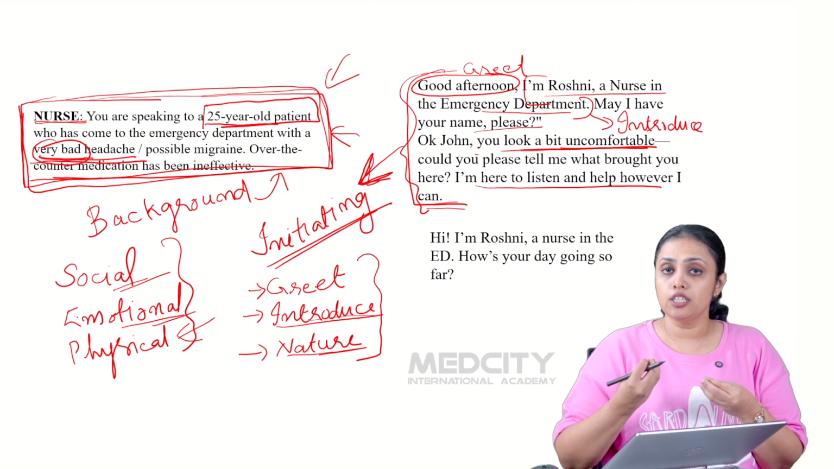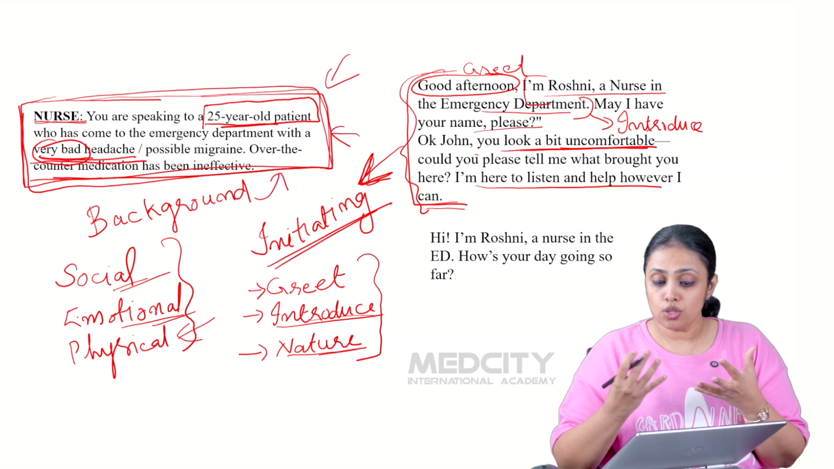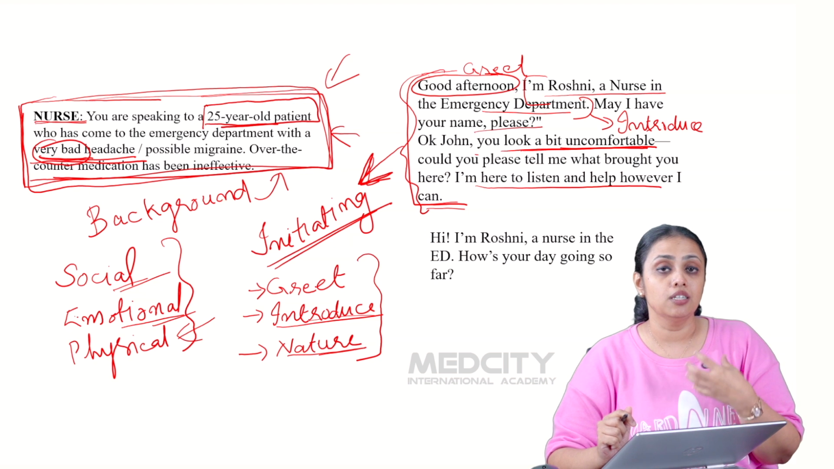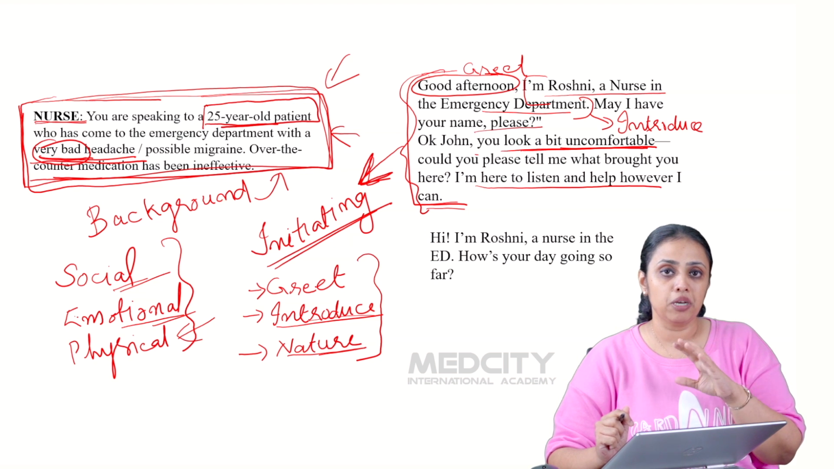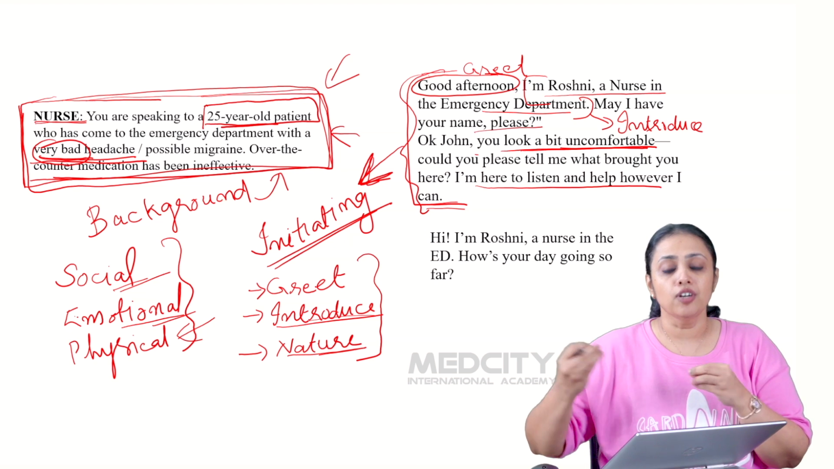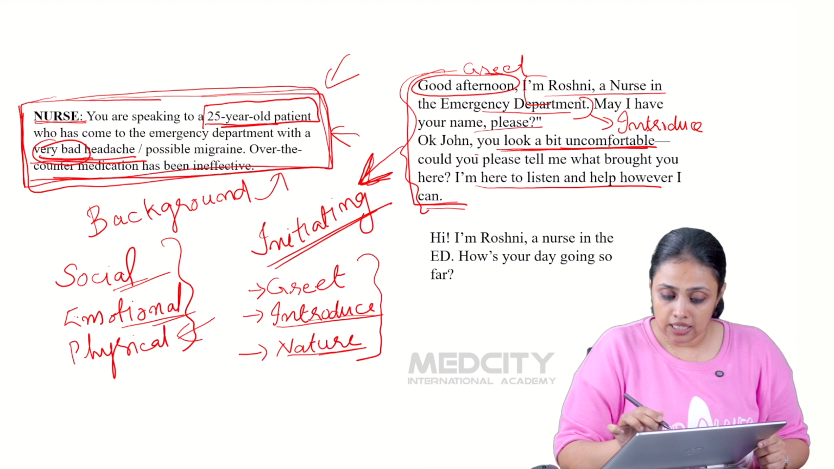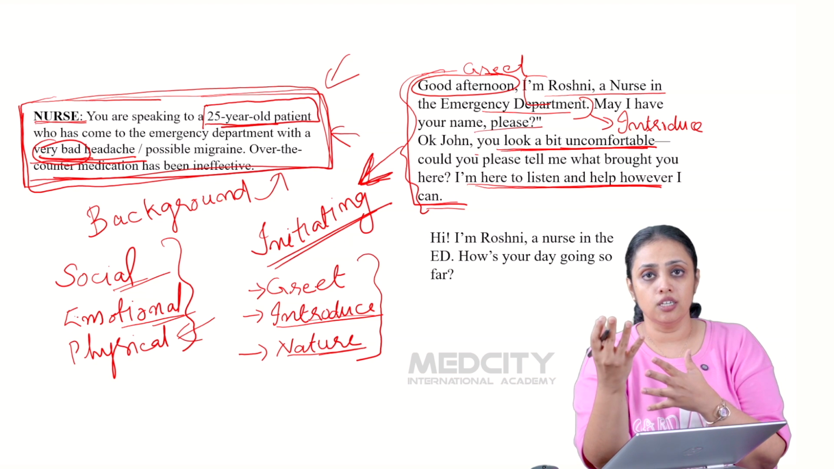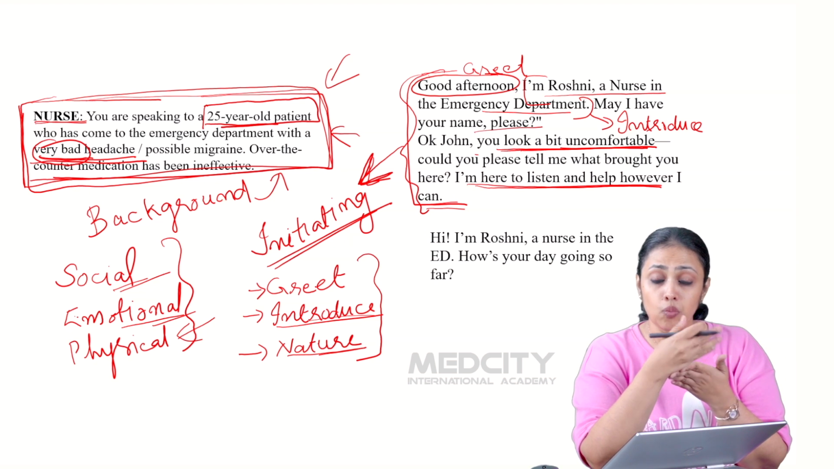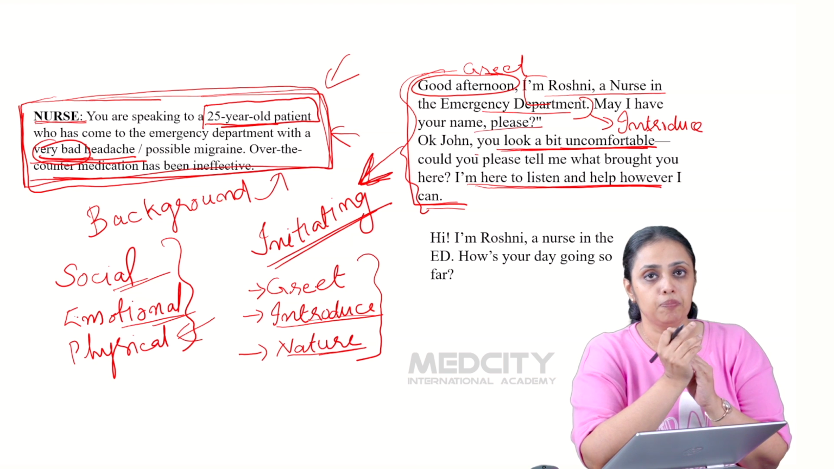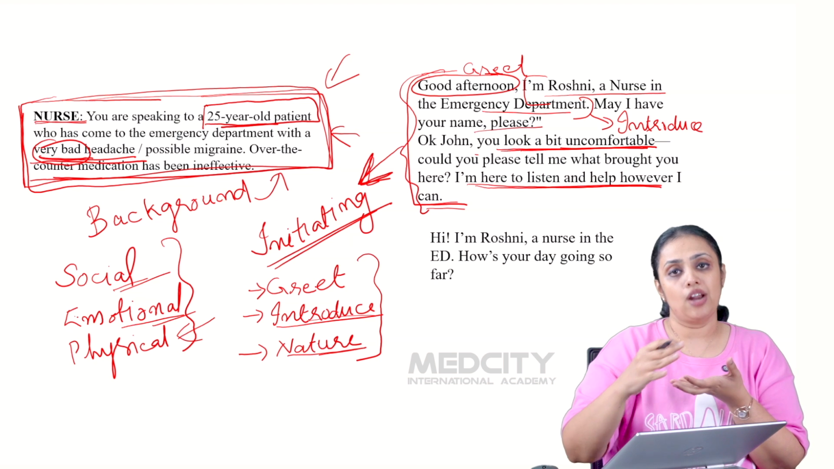Now, from that, you can take the cue and you can initiate the conversation so that you build a rapport with the patient. So the patient feels that, okay, the nurse has judged my condition rightly, and that actually helps in prompting the further conversation. So you look a bit uncomfortable. Could you please tell me what brought you here? I'm here to listen and help however I can. So you're stating why you're here. You are asking the patient first to tell why he is here and whichever way in which you're ready to help the patient. That's how you build the rapport.